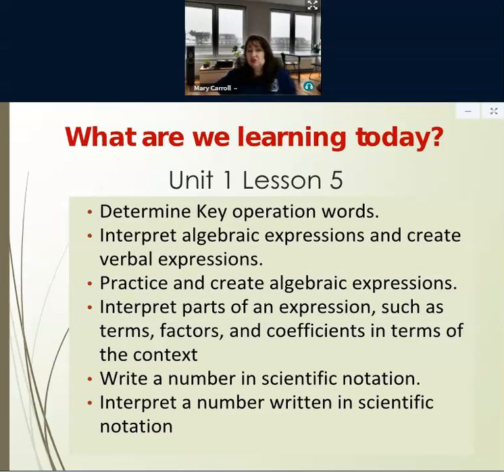5. So we're going to determine some key operation words, interpret algebraic expressions, and create verbal expressions. So now we're going to go backwards. Practice and create expressions. Interpret parts of an expression, such as terms, factors, coefficients, in terms of context. Write a number in scientific notation and interpret a number written in scientific notation.